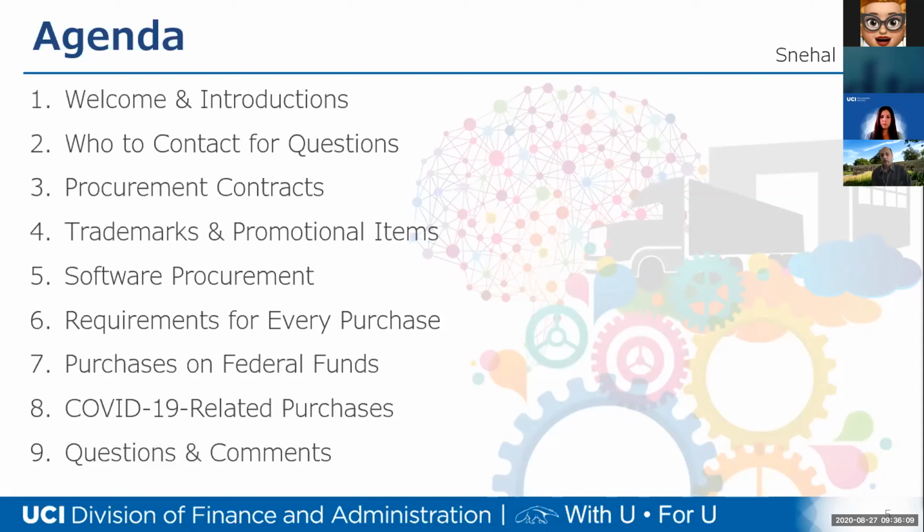Sarosh will talk about the requirements for every purchase. We are working on some toolkits that he will talk about. Then Helen will talk about purchases on federal funds. I will give a brief overview of COVID-related purchases, which I'm sure everybody is going through these days and needing them. Then we'll open up for questions and comments. As Maggie said, please make sure to put your comments in the chat, and we will do our best to get all the questions answered. And if you don't have the answers, we'll make sure to get them to you. So with that, we would like to begin our session.